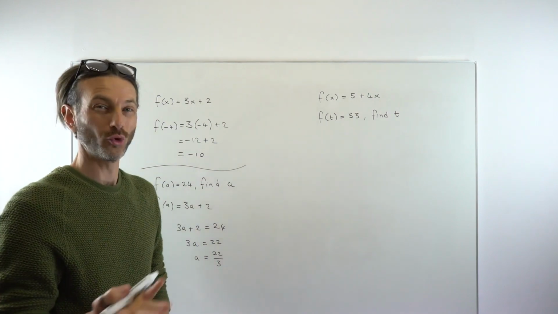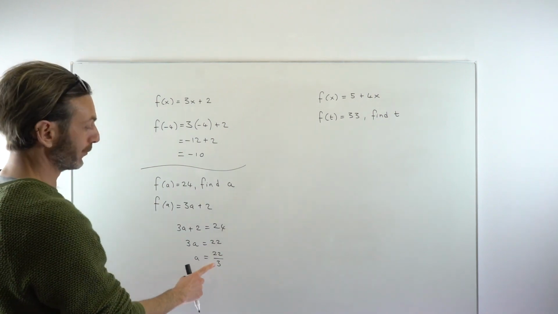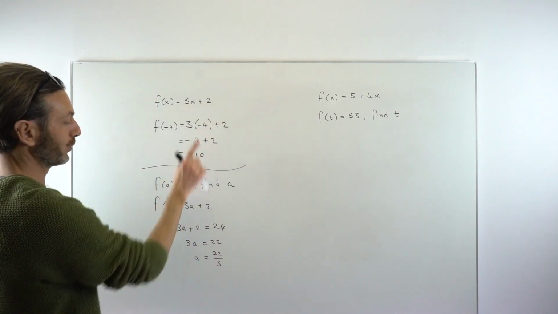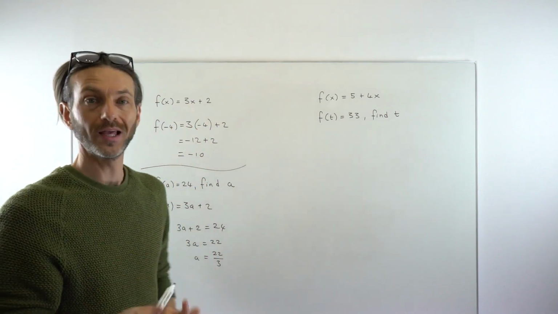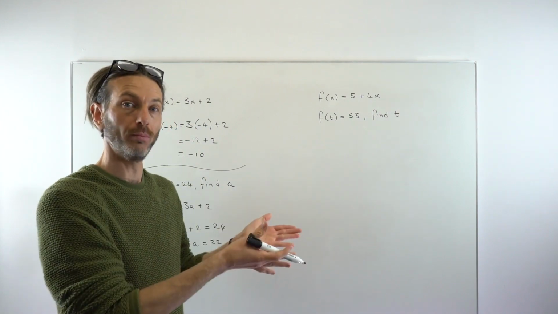Sometimes they do, sometimes they're whole numbers, negative numbers, it could be anything. So this is telling us that if we put the number 22 over 3 into that original function, we would get the number 24 out. So essentially in these more difficult versions of function questions, you're working the question backwards.